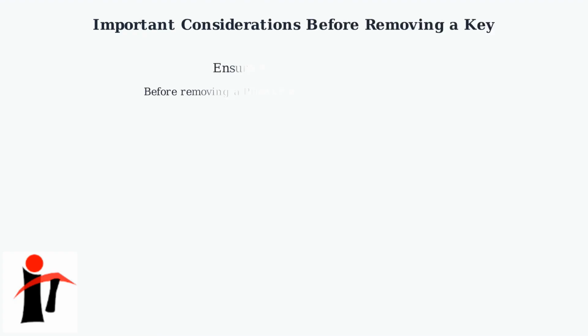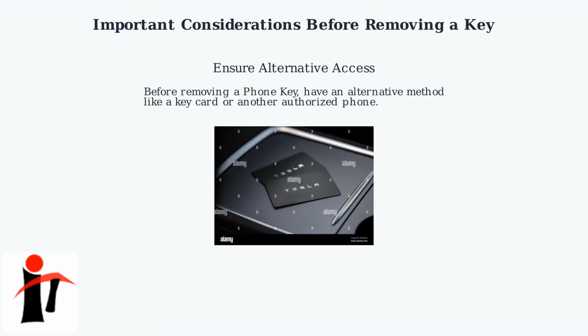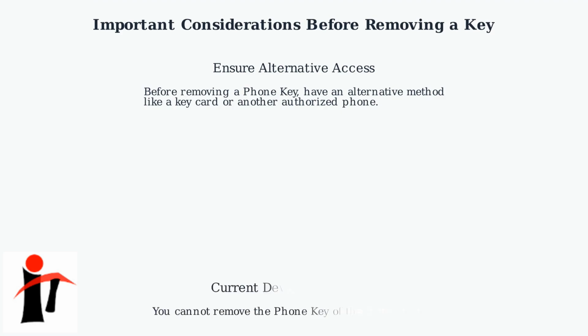Before removing a phone key, ensure you have an alternative method of accessing your Tesla, such as a key card or another authorized phone. You cannot remove the phone key of the device you're currently using to access the app if it's the only key. Removing a key is logged in Tesla's cloud servers, providing an audit trail for account recovery. Deletions work on iOS 15 Plus and Android 10 Plus. Older OS versions may require app updates.